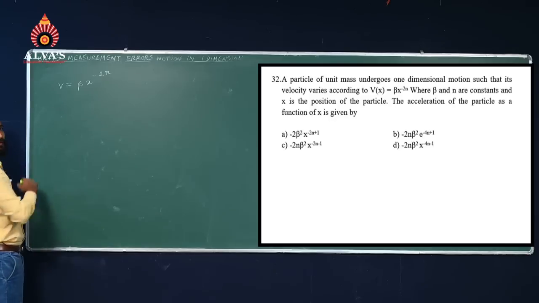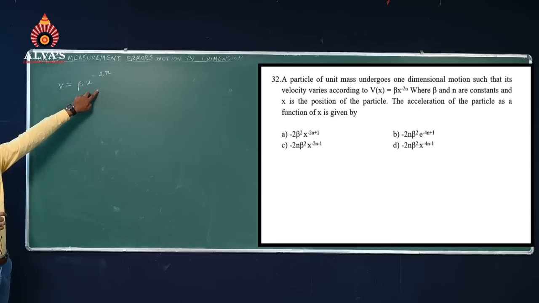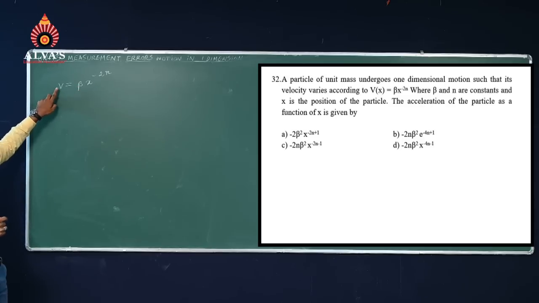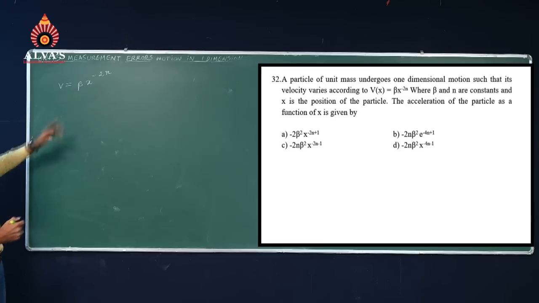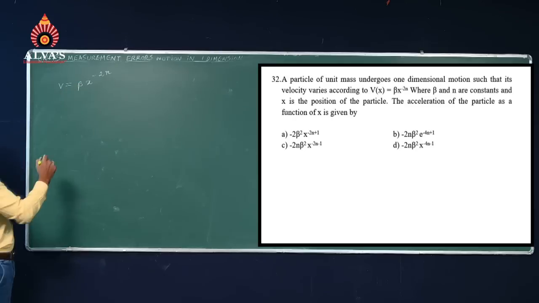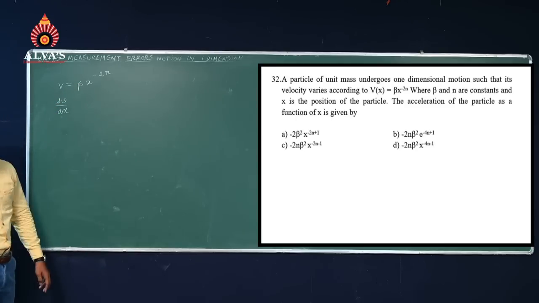But this velocity is not a function of time. Most of the cases, the equations are given in standard form where velocity is a function of time. But here velocity is a function of displacement. So we have to do some adjustments. We have to bring the time term into our equation. So I'll differentiate this equation with respect to displacement.